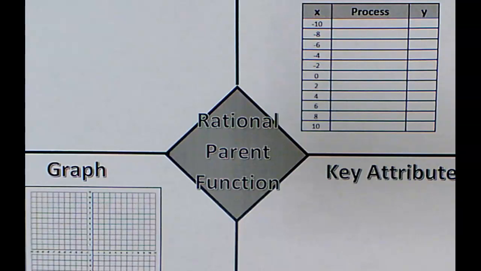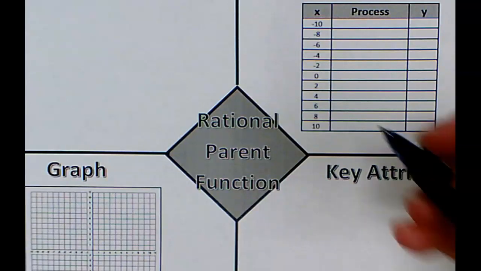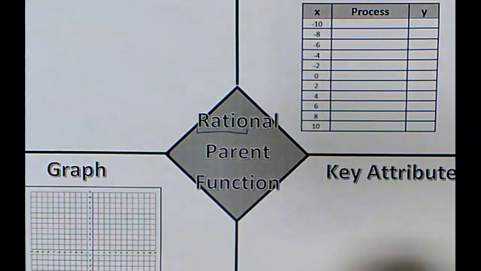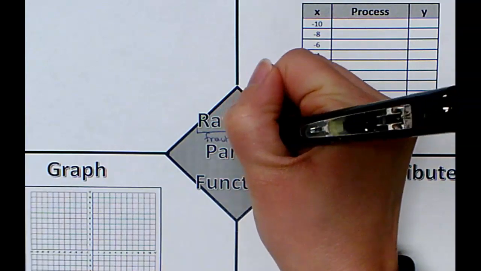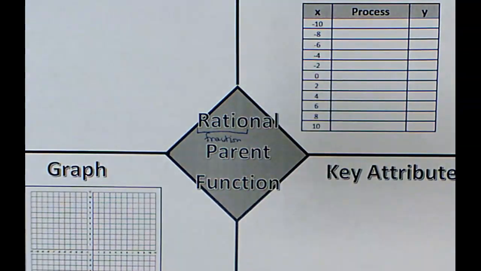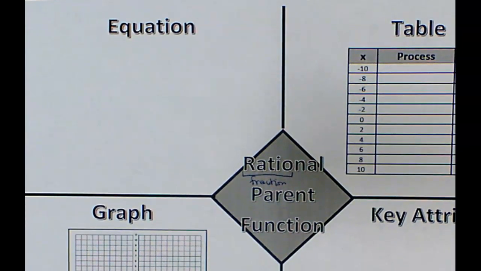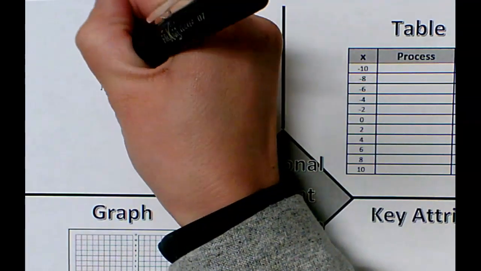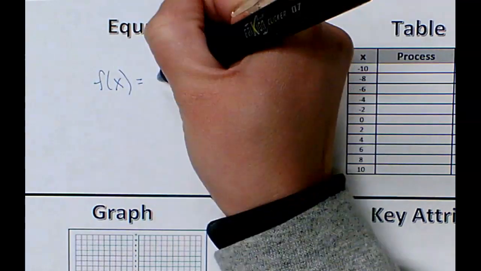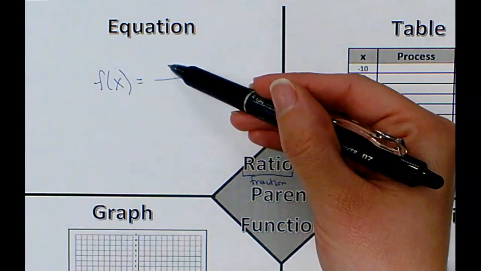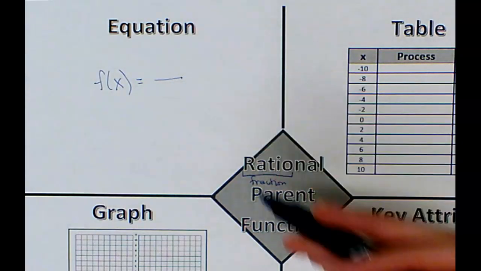Hi guys, today we're going to talk about the rational parent function. So we're kind of moving into a new unit, and rational again has a root word of ratio, and ratio means fraction. So when we talk about the rational parent function, the equation will be a fraction, and if I put x on the top, well, then that's really not going to help me with my fraction.